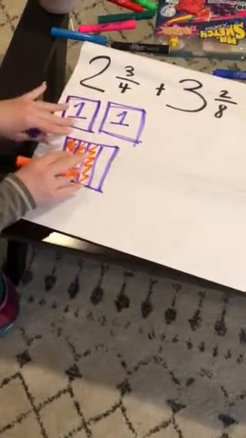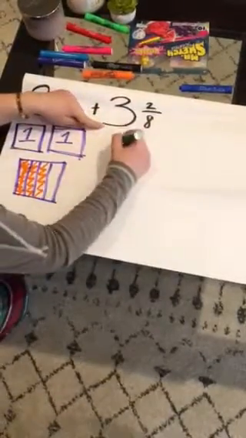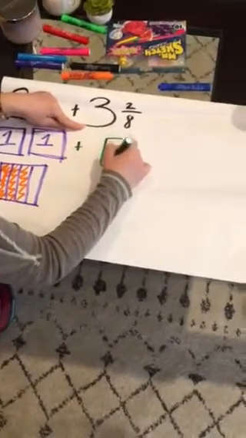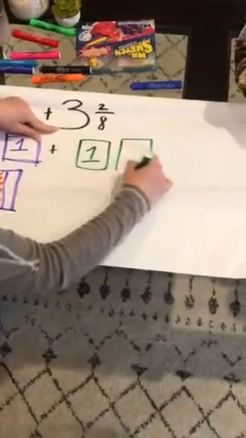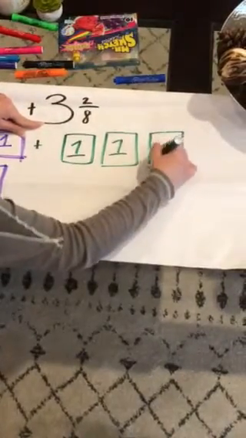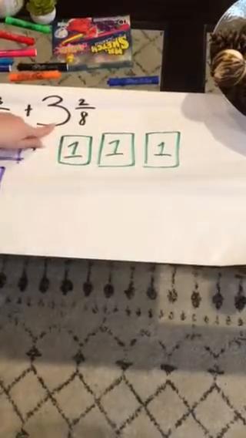So I'm gonna leave that alone for now, and I'm gonna draw a model or a representation of 3 2/8. I'm gonna use a different color. So there are 3 wholes, so I'm gonna draw 3 whole boxes for this one. So here's one whole. Here is another whole, and here is a third whole. So I have 3 wholes to represent that 3.